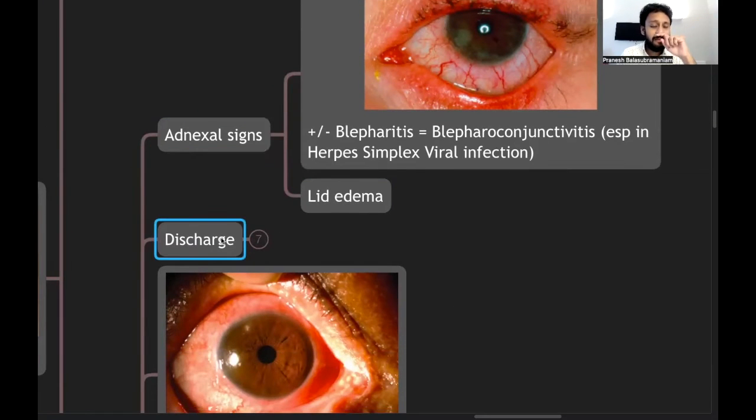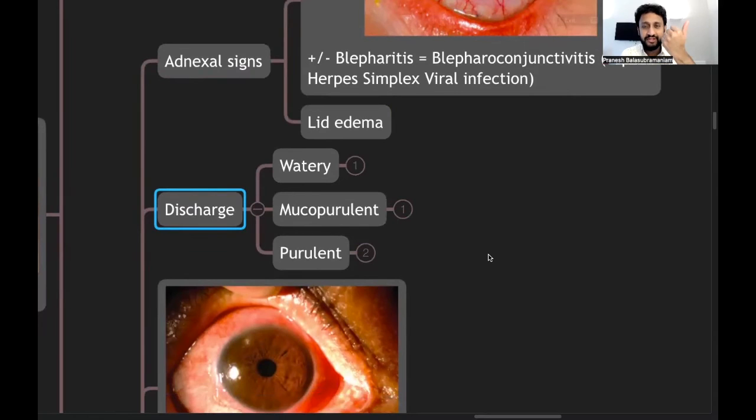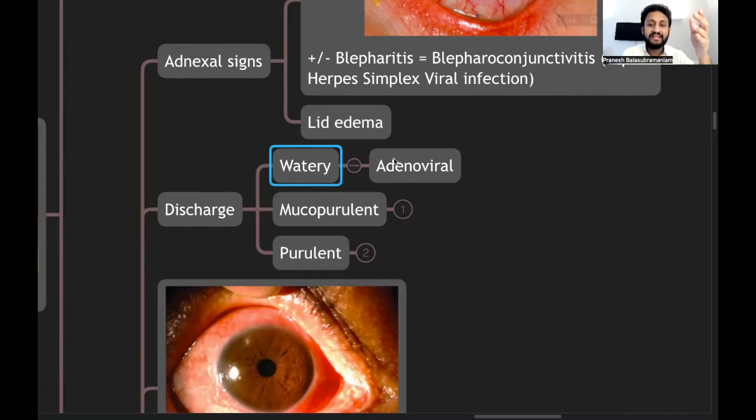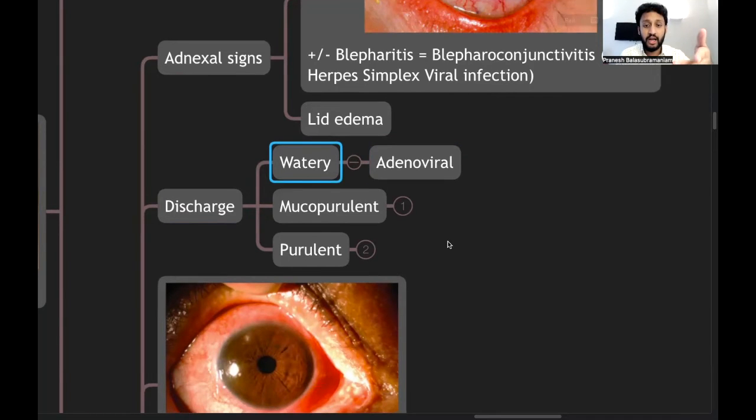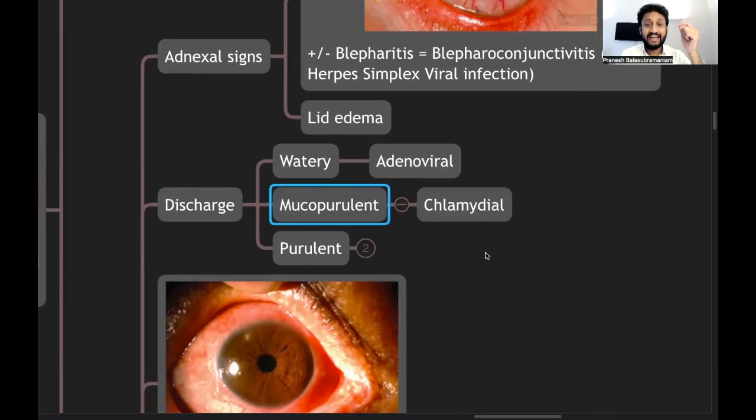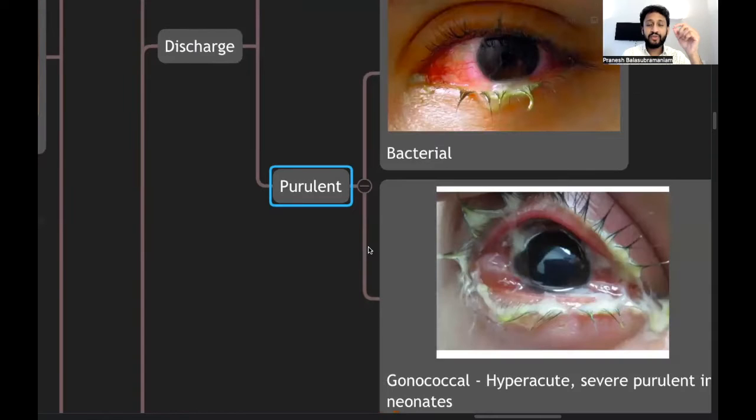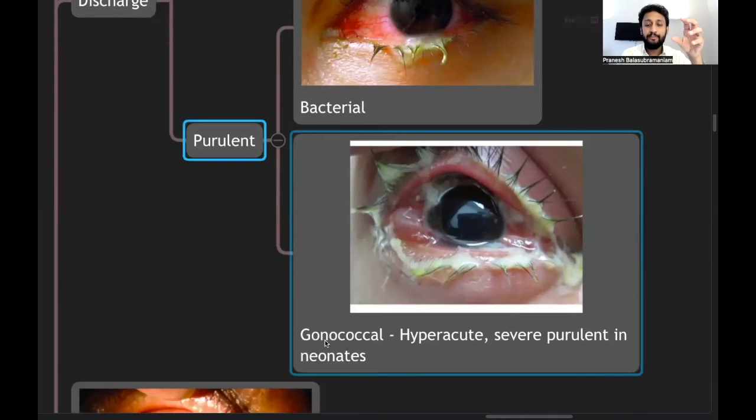Discharge is very important because depending upon the type of discharge, you can even find what the type of infection is. The discharge can be of three types: a watery discharge, a mucopurulent discharge, or a purulent discharge. Watery discharge is what you most commonly see in adenoviral infections. The most common cause of infective conjunctivitis is viral, and the most common virus is adenoviral. Mucopurulent is more commonly seen in chlamydial infections. Purulent is seen in bacterial infections, and more importantly, the gonococcal infections. This can present as a hyperacute, severe purulent discharge in neonates, what you call ophthalmia neonatorum.